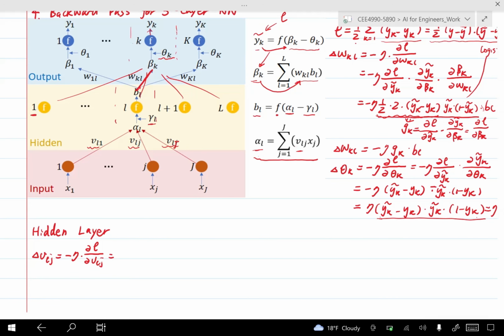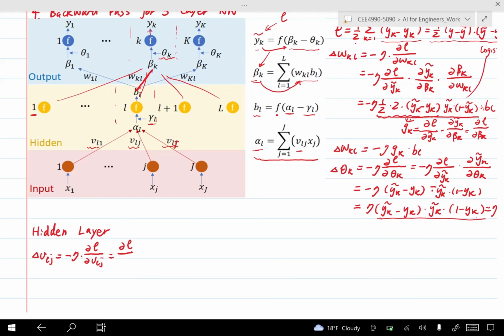What should we have? We need to go from L to V. We go backwards, from top to bottom. L is a function of what? Yk tilde, right? That's the first node. Then yk tilde is a function of what? Here's beta, so it should be beta, right? Then beta is a function of b, and b is a function of alpha, and alpha is a function of V. So that's the chain. Then we need to follow the chain, partial L, partial.